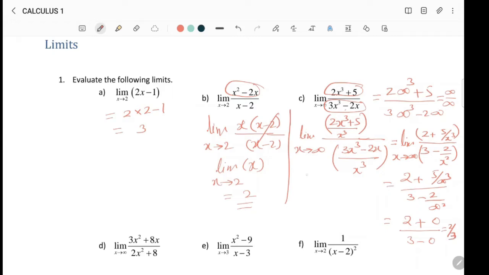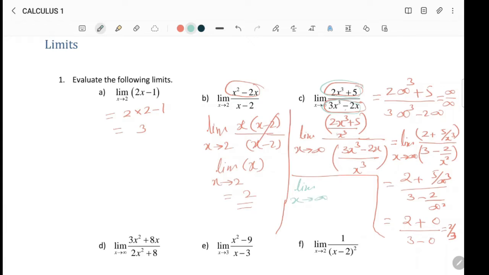Okay, that's great. Now I would like to explain the same question with the help of L'Hopital's rule. Okay guys, so let us understand that. Here we have to differentiate our numerator part separately and the denominator part separately. Okay, so let's do that. So here, this is the limit as x tends to infinity.